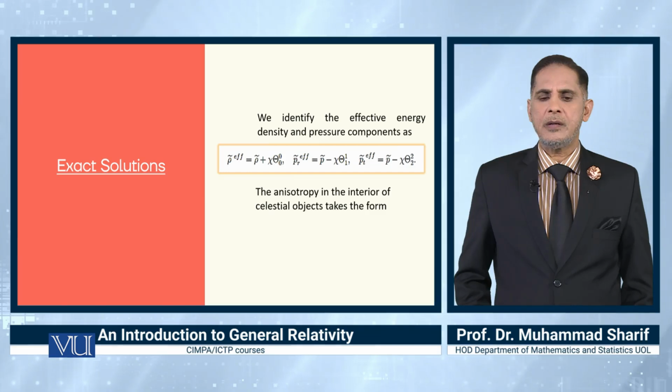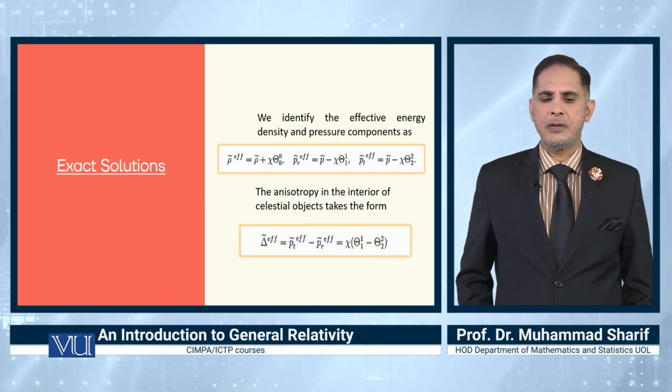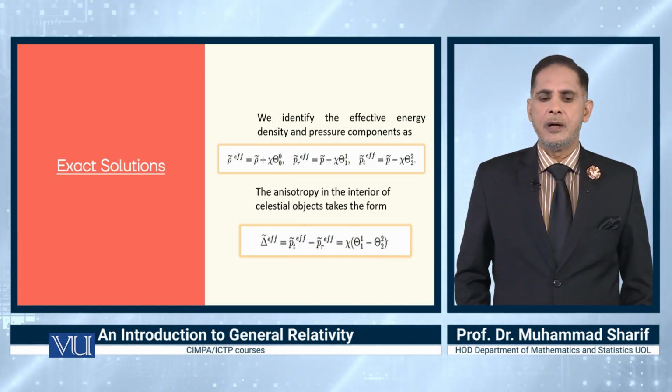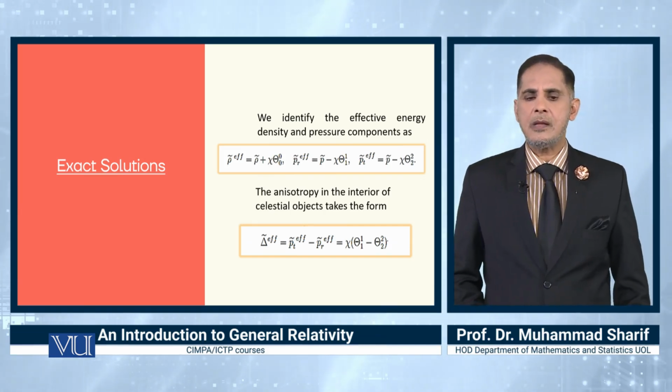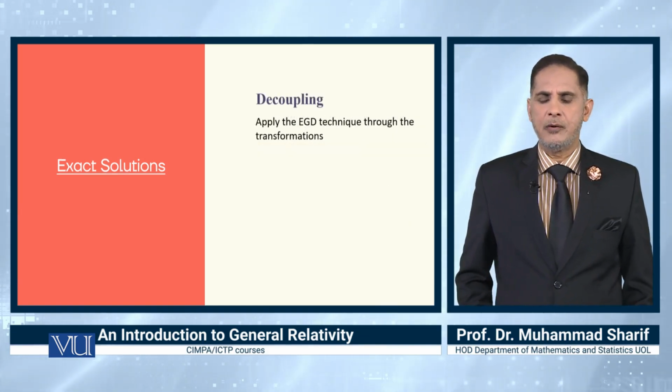The anisotropy in the interior of celestial objects takes the following form. Obviously, this comes due to the anisotropy. If there is no anisotropy, then this will be 0, and in this case tangential and radial pressure will be equal.